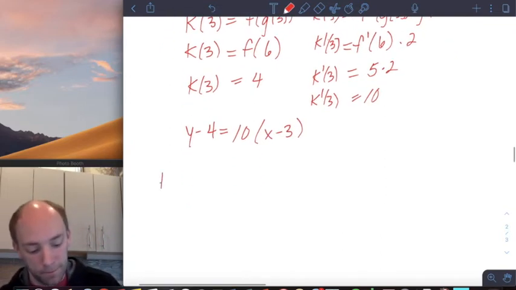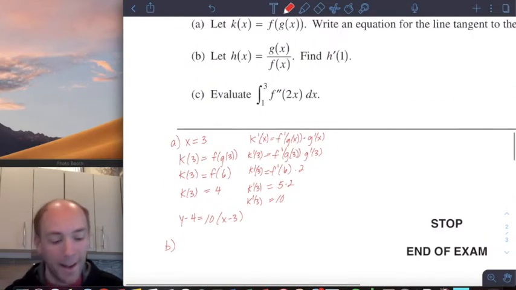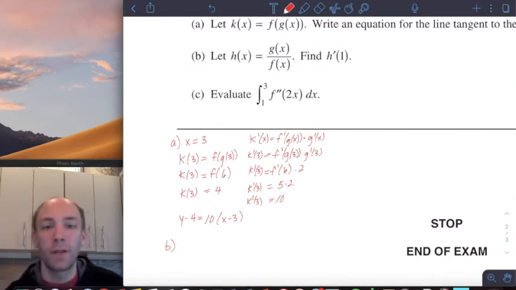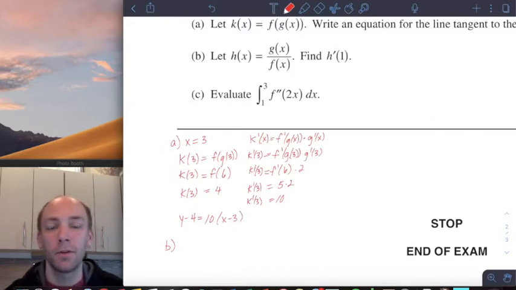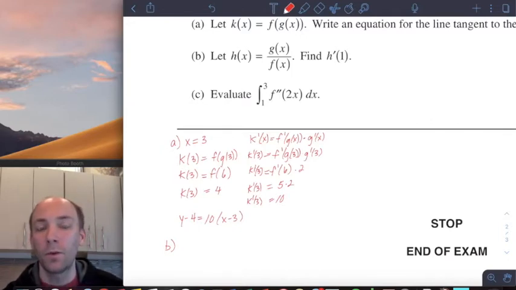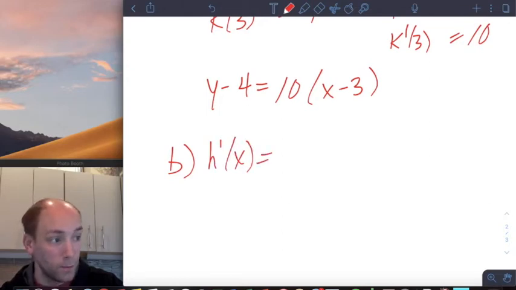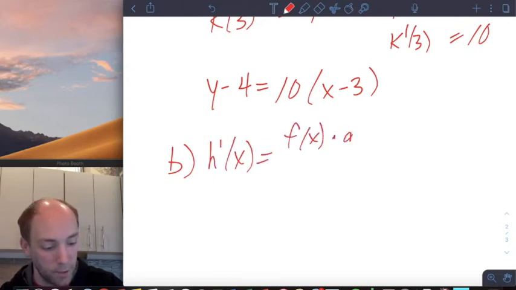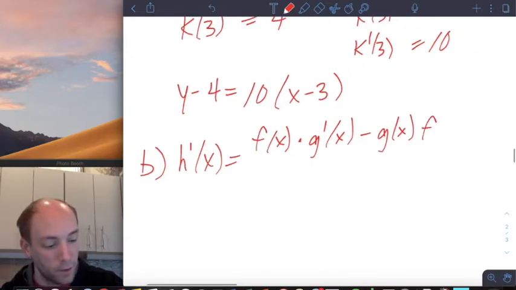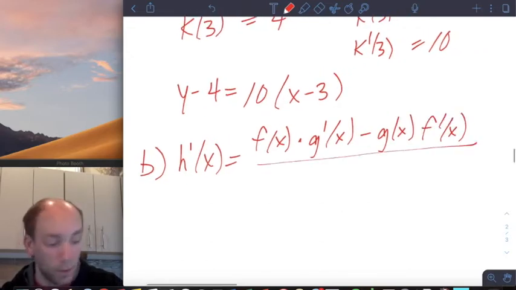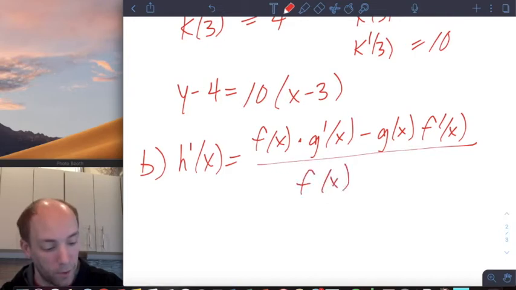Part B. Let h of x equal g of x over f of x. Find h prime of 1. What rule do I need to take the derivative of h? If you guessed quotient rule, you are correct. Taking the derivative of h: low times the derivative of the high, minus the high times the derivative of the low, all over low low, so f of x squared.